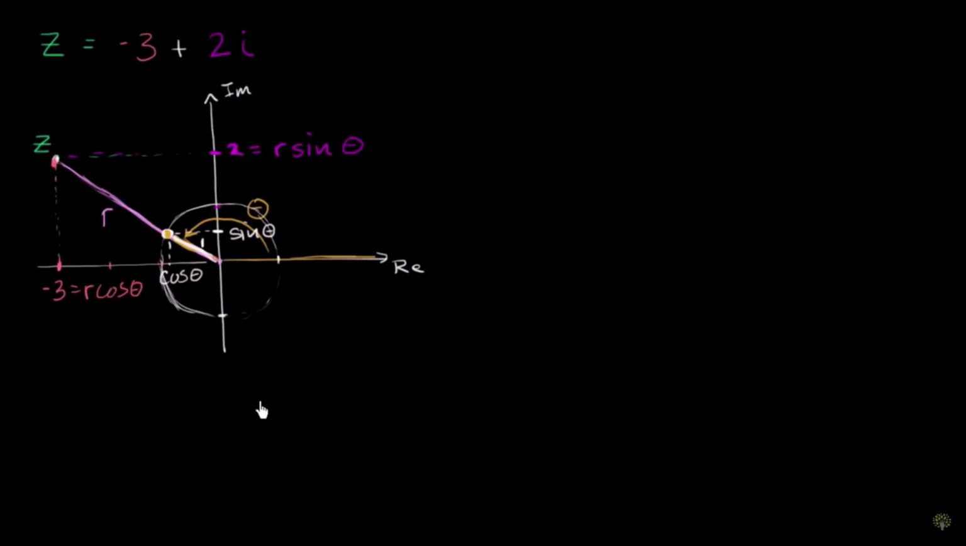So let's first think about figuring out what theta is. To do that, let's think about some of our trig functions. One trig function that involves sine theta and cosine theta is tangent theta. So for example, we could say the tangent of our angle, tangent of theta, is equal to sine of theta over cosine of theta.